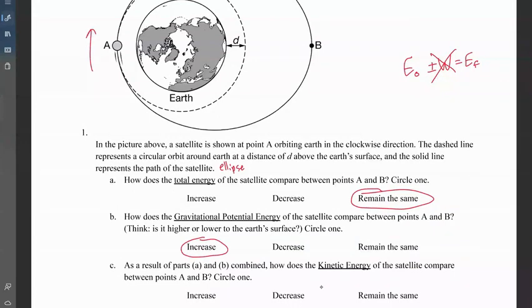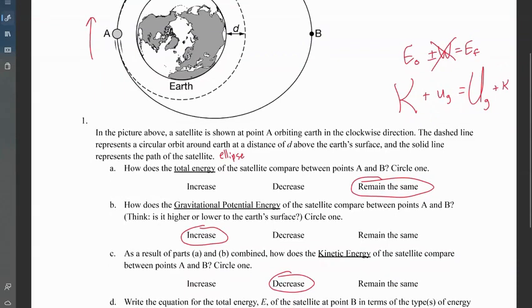It starts with a lot of kinetic, and I should say, because it's at its closest point, a lot of kinetic, little bit of gravitational potential. And then we get a lot of gravitational potential. So what has to happen to its kinetic energy at point B? It has to be small, just a little bit of kinetic. So our kinetic energy will decrease in order to conserve the energy.